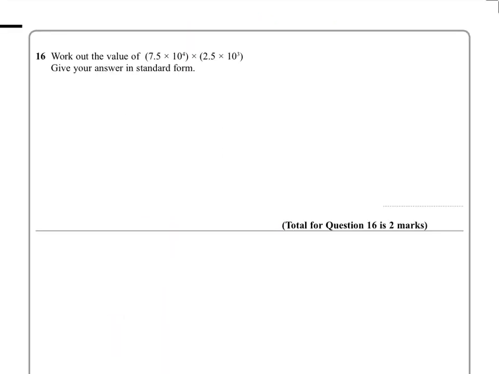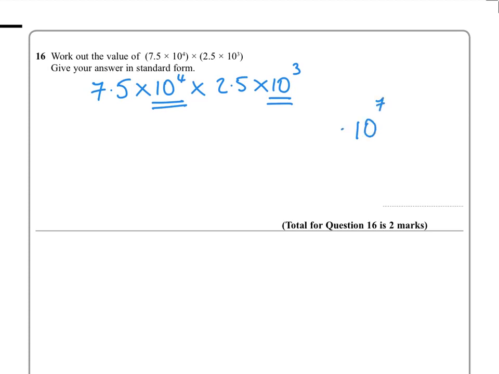Now in this question, we've got to work out the value of something given in standard form. Let's look at this carefully because these aren't too bad. If you start with the powers of 10 first, so we've got 10 to the 4 times by 10 to the 3 at some point, and that would give us 10 to the 7, so that's really important. And then you can use your calculator to do 7.5 times 2.5.